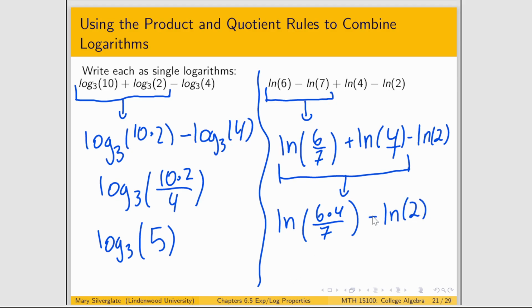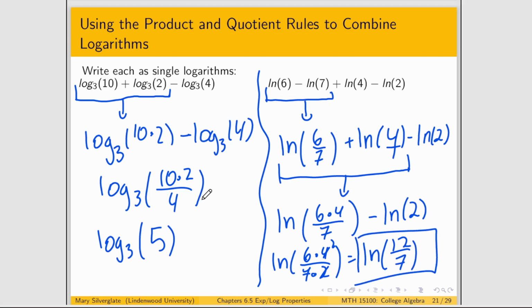And then this subtraction outside the log becomes division inside, which means that 2 moves into the denominator. So we have 6 times 4 over 7 times 2. If we want to simplify this a little bit, 4 divided by 2 gives me 2. So that becomes the natural log of 6 times 2, which is 12, over 7 as your final answer.